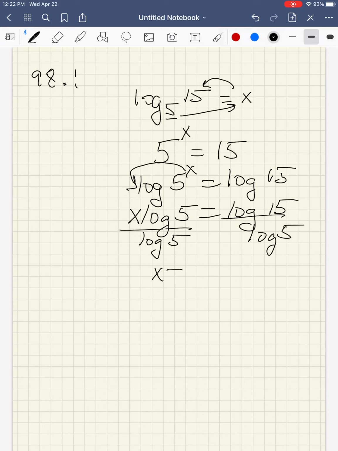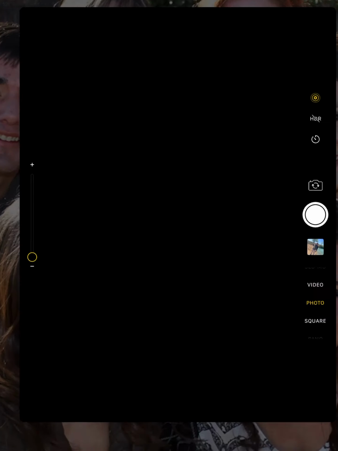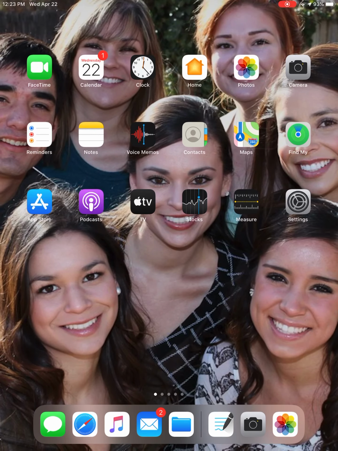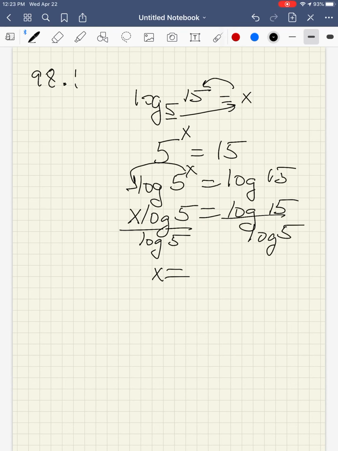Now if you put that in the calculator, log 15, close the parentheses, divided by log 5, you get that right there. Okay, so then x equals 1.68. All right, let's do another one like that.